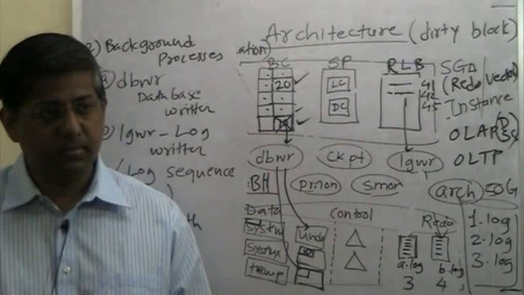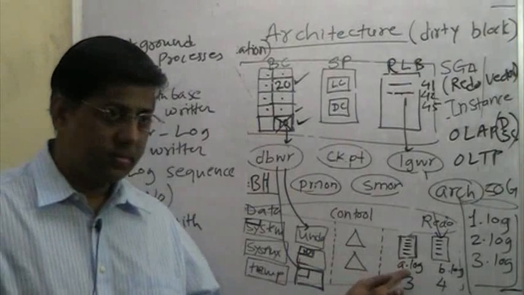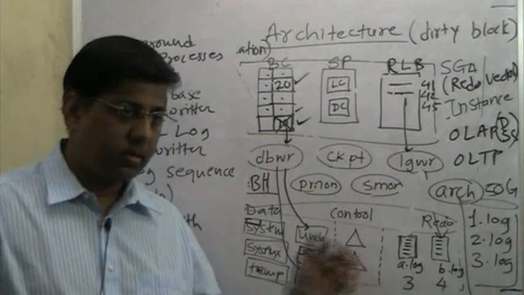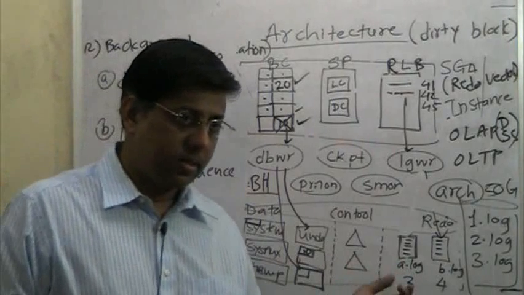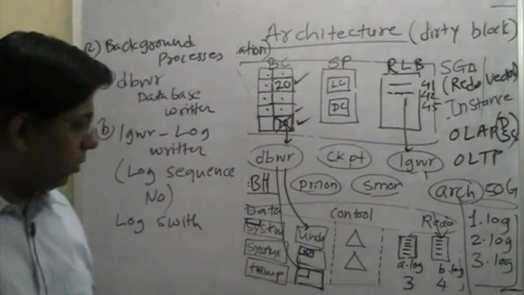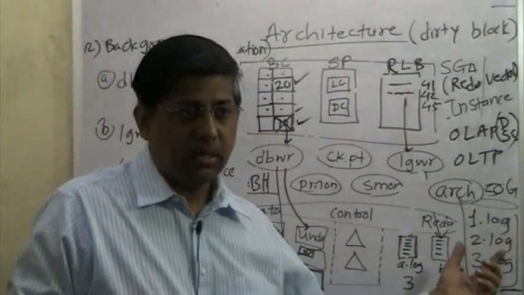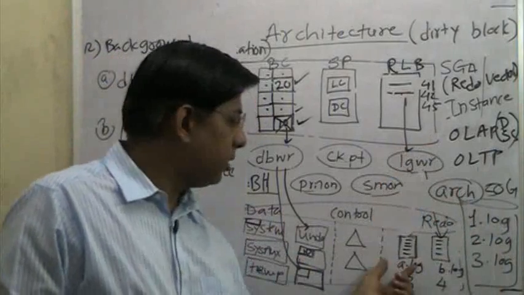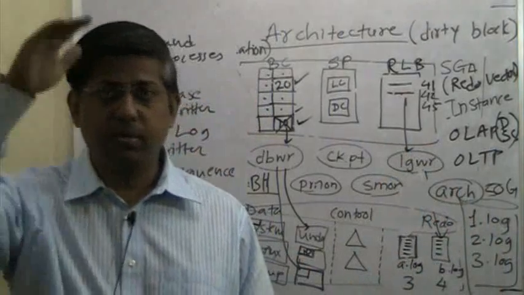So will it write over the lines which have been archived? Not the whole file is archived, but a few of the lines are archived. Will it overwrite those lines? No. The whole file has to be archived. Once the whole file is archived, only then will LGWR start overwriting that file from the top.